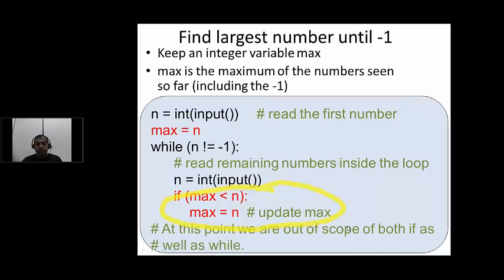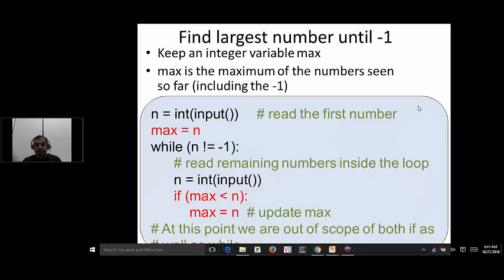So at this point we are out of scope of both if as well as while. Note the indentations. The body of while is indented with respect to while keyword, and within that we have another if keyword, and body of if is indented with respect to if. The last comment is actually not indented with respect to while, so it denotes that body of while has ended, which automatically means that body of if has also ended.